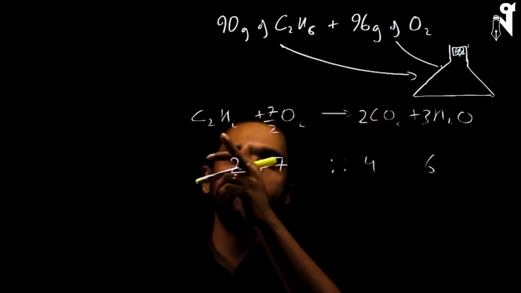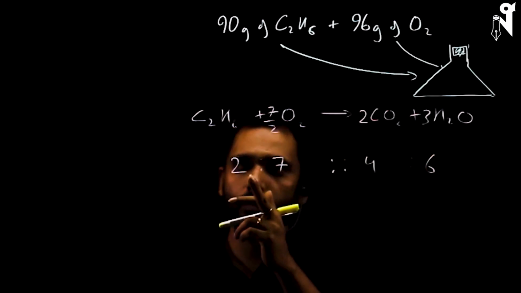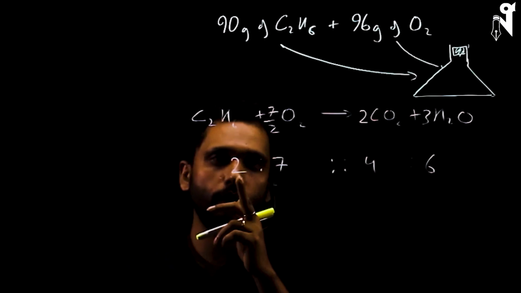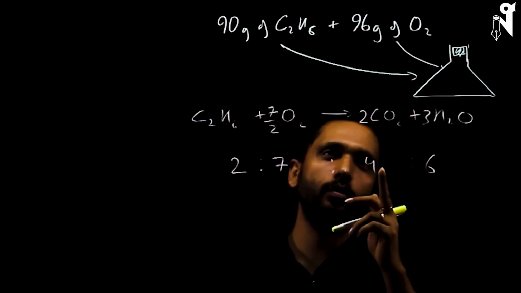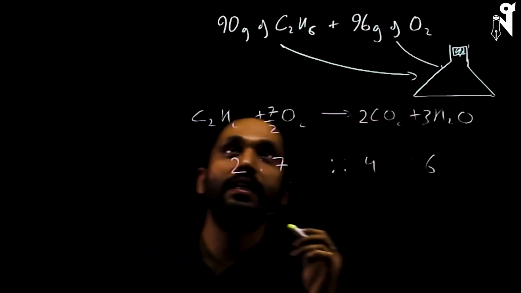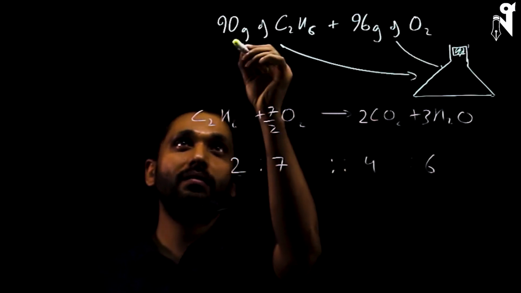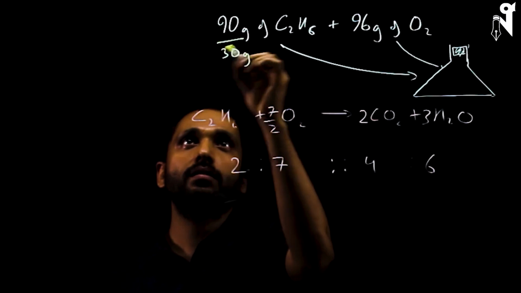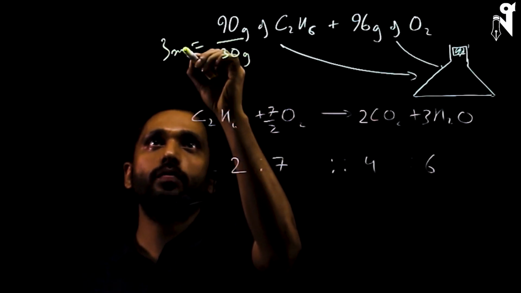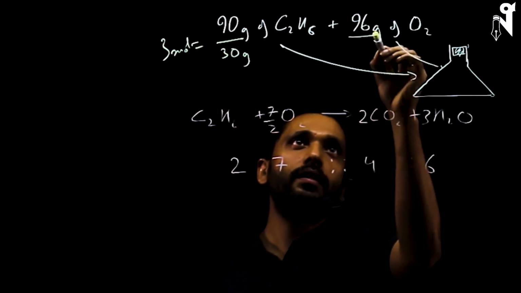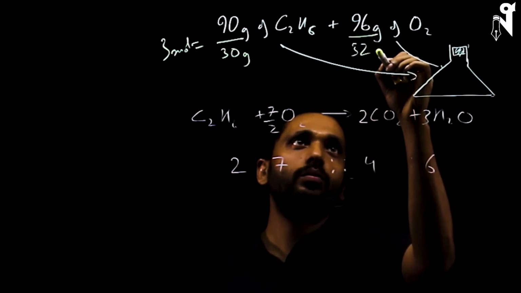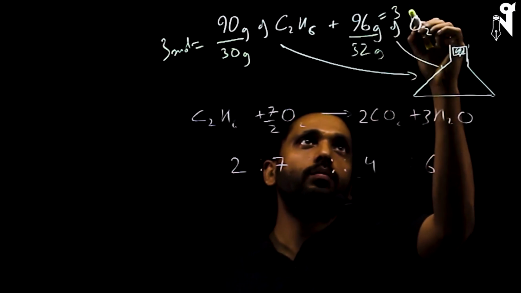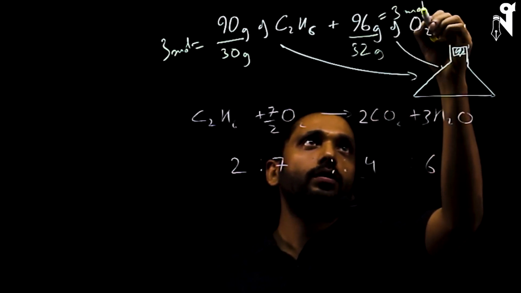So that's your chemical reaction. So it's seen that 2 ethane reacts with 7 oxygen to produce 4 carbon dioxide and 6 water. So how much of ethane is actually there? It is 90 divided by the molar mass. So that is 3 moles of ethane. Similarly, 96 divided by 32 grams. So we have 3 moles of oxygen too.